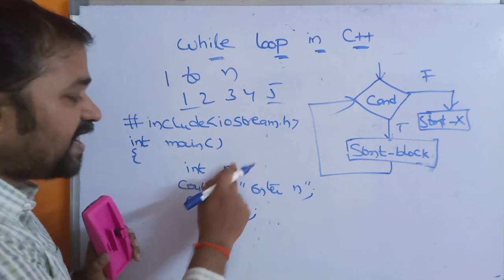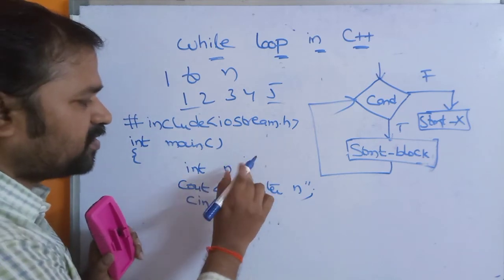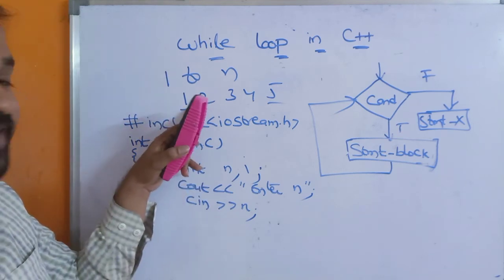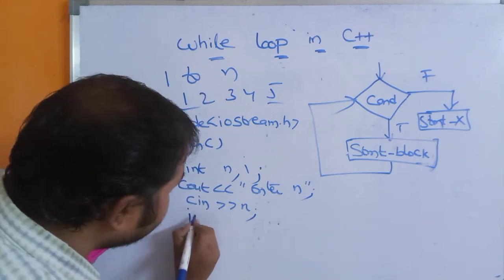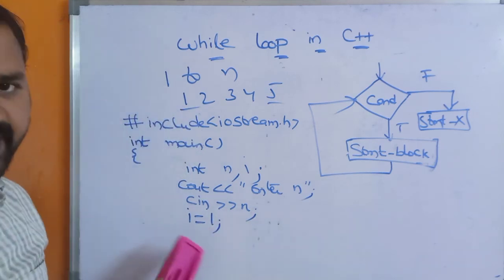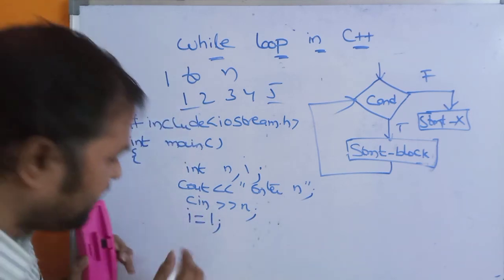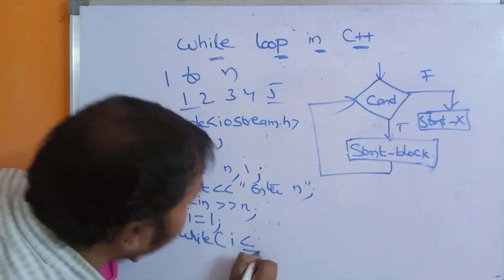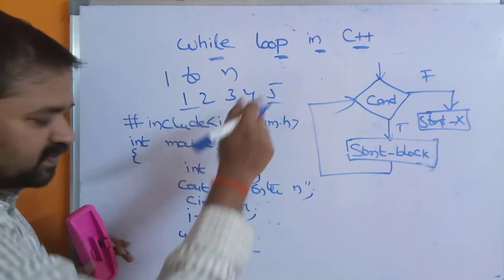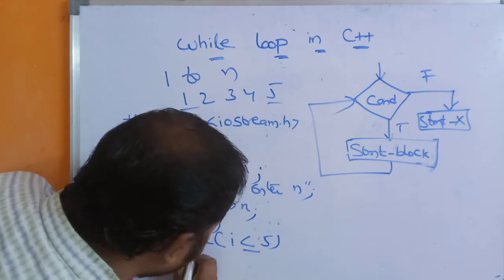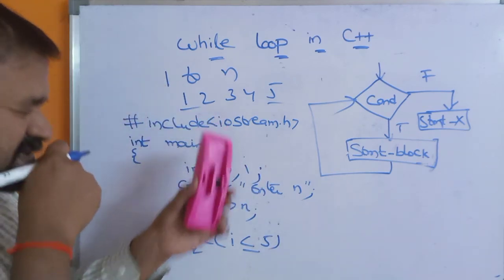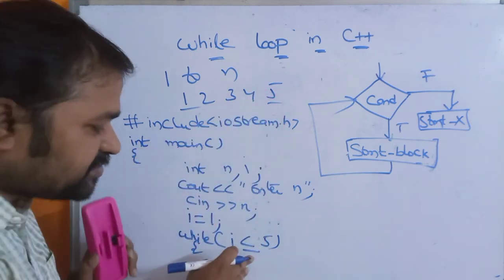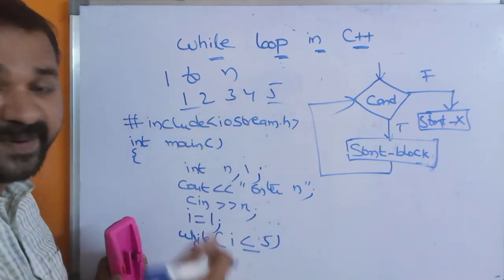For the initial value, we need to declare one more variable, that is i. So what is the initial value? The initial value is 1, so let us assign i to 1. Next, while. How long do we have to print the numbers? From 1 to 5. So write the condition as i less than or equal to 5. Why? Because we have to print 5 also. If we use less than, then 5 won't get printed.